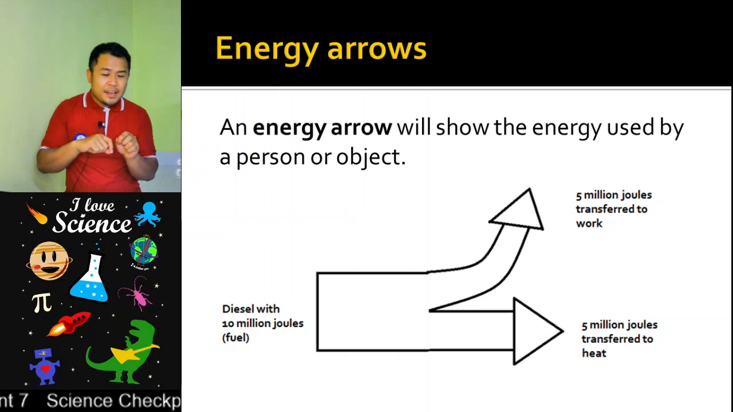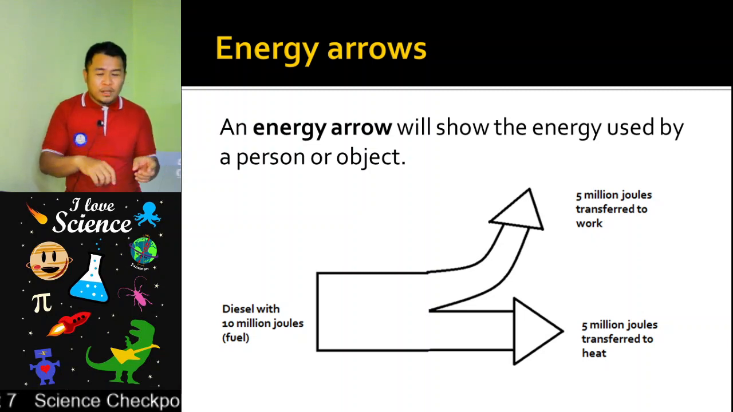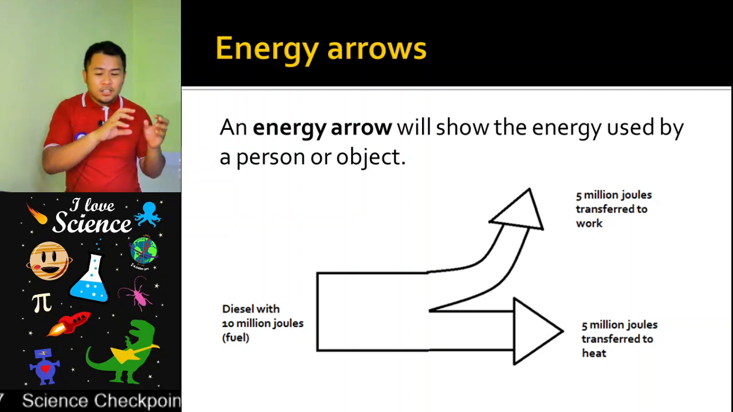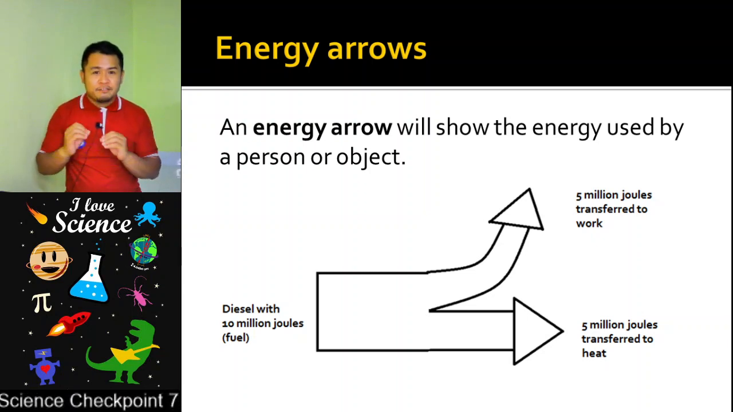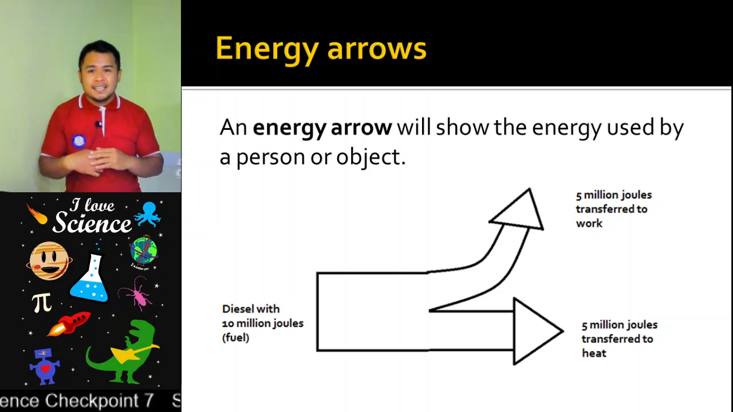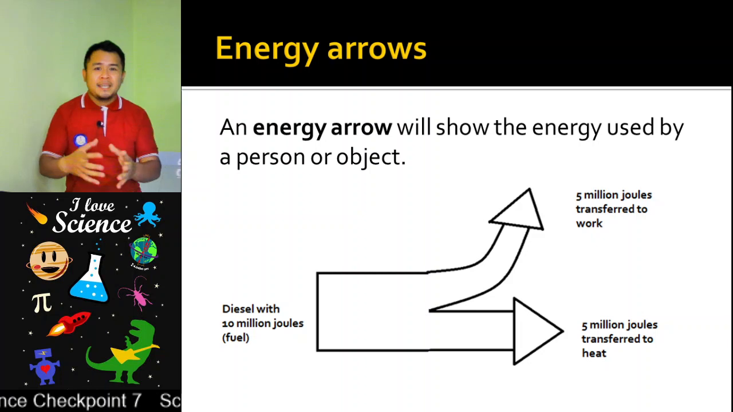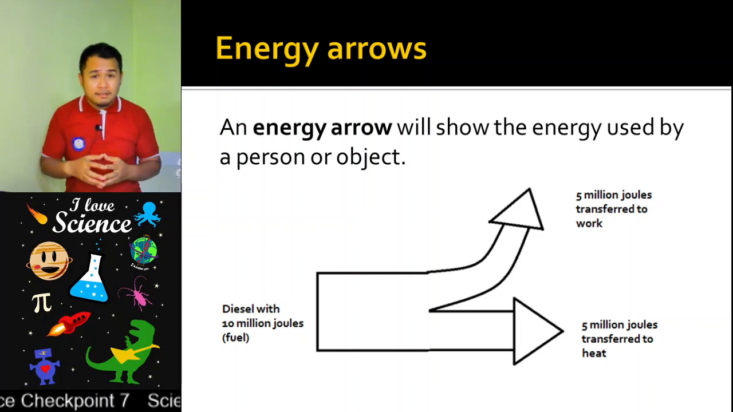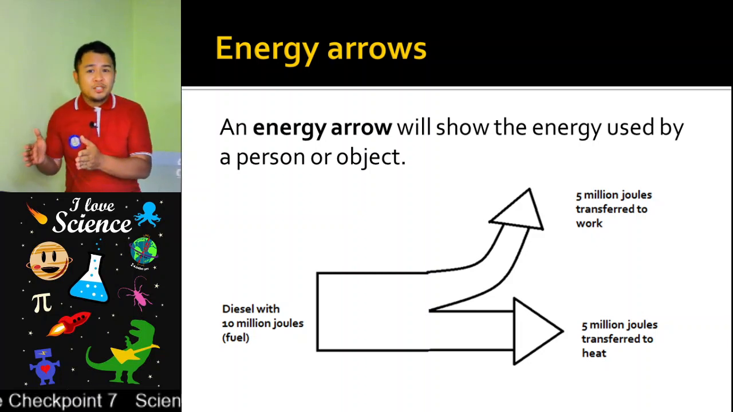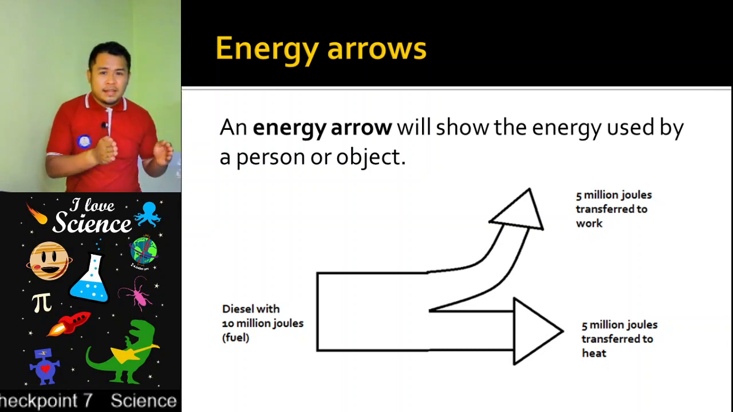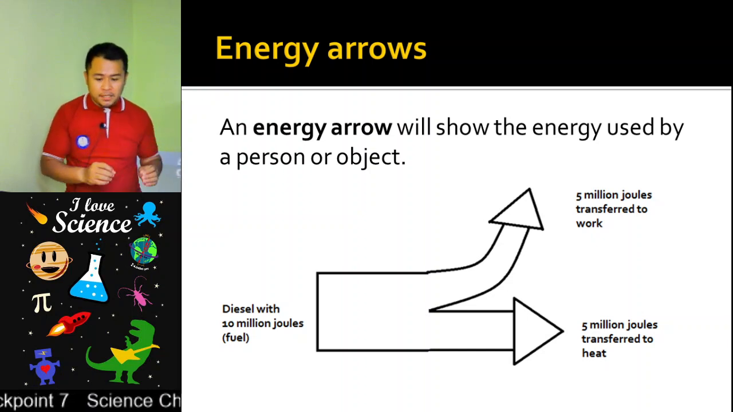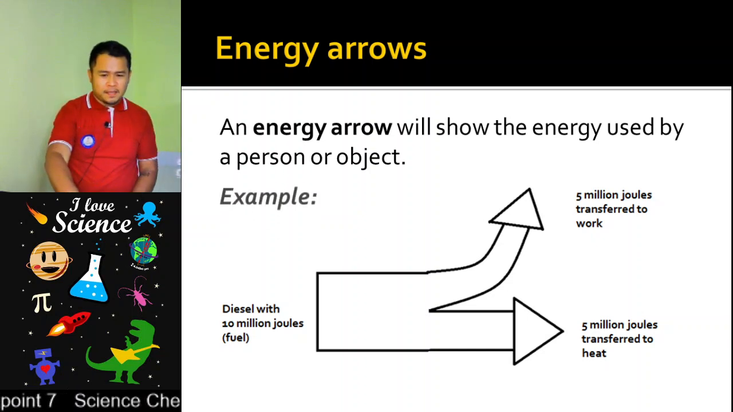We've got 5 million joules that was changed into work that it is doing, and then 5 million joules was transferred to the heat that is being sent out to its environment. So 10 million joules at the start, and the energy it has transformed into also has a total of 10 million joules. Okay?